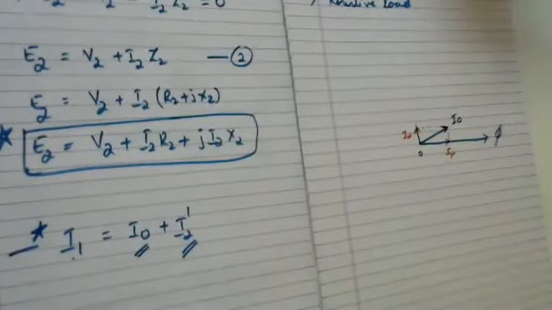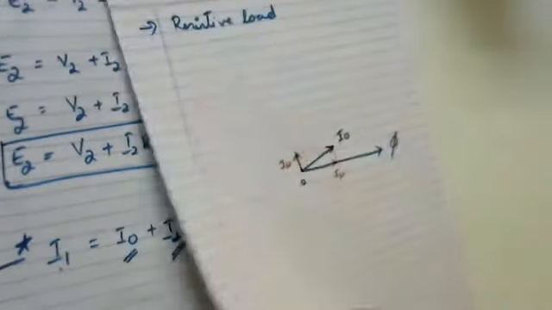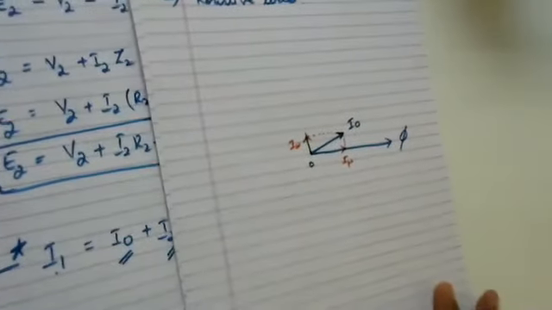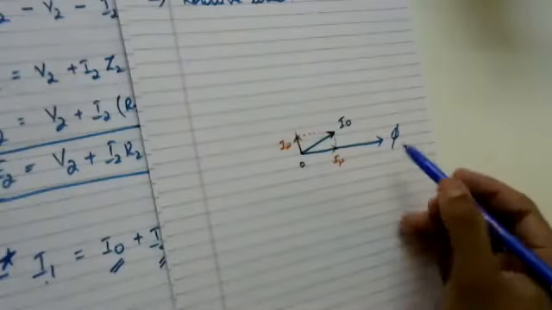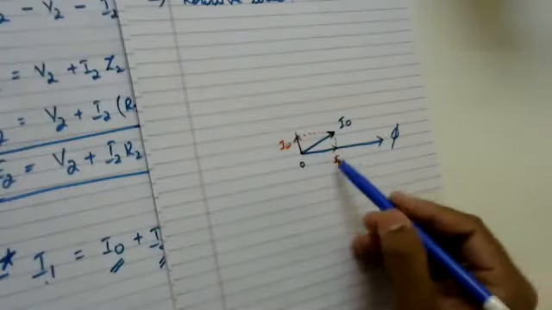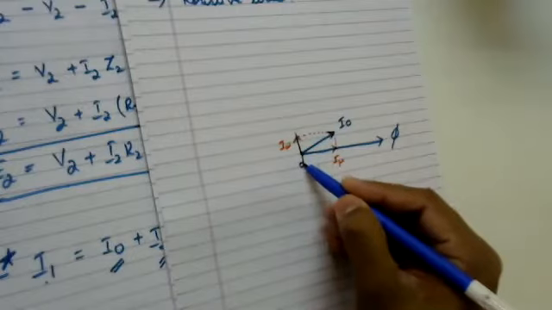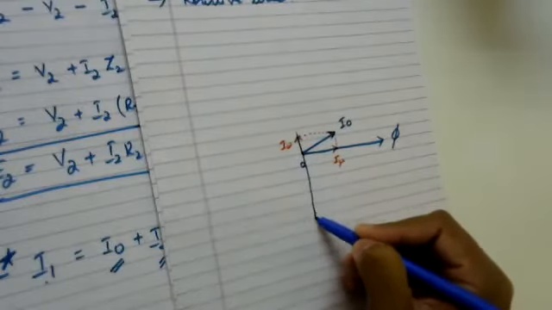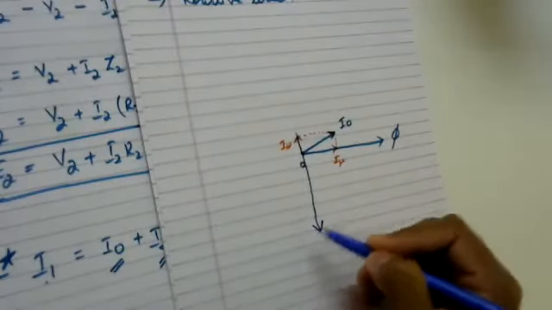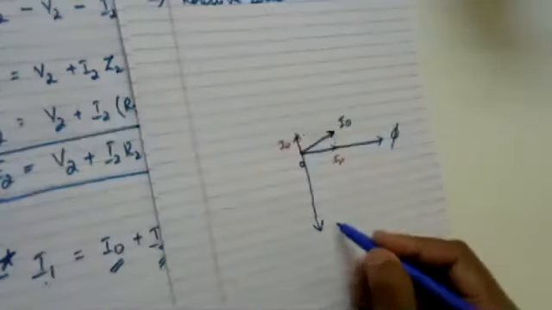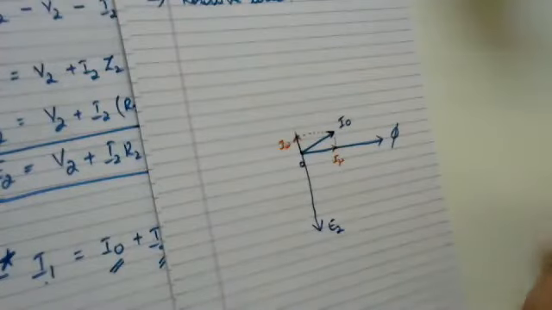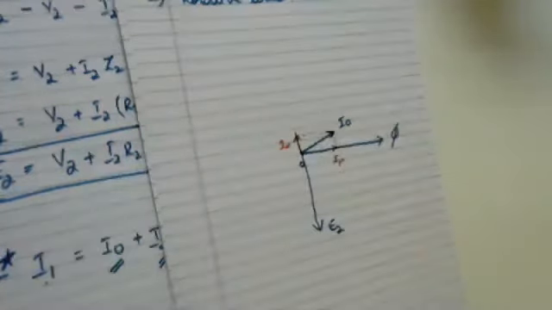Now what I'll be doing over here is, I'll build my I2 first so that I can get my I2 dash. So I know that if this is the flux phi, where is my E2? E2 is the EMF which is induced on the secondary side. So this is my E2.